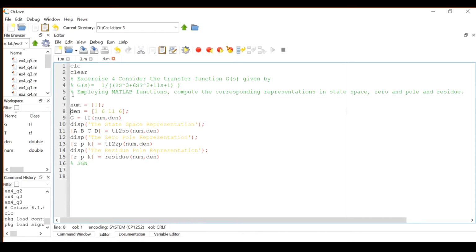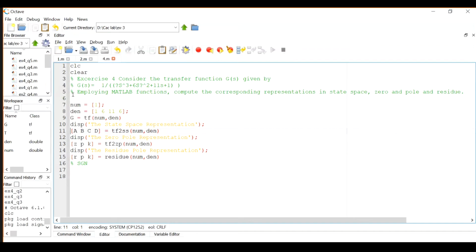Now we determine the transfer function. A transfer function can be represented as a numerator and denominator of a Laplace term, so it is equal to tf of numerator comma denominator. Now disp means we want to display the name in the command window in the output. Here you can see the command tf2ss. tf2ss means we want to convert the transfer function to the state space representation, in the form of numerator and denominator.